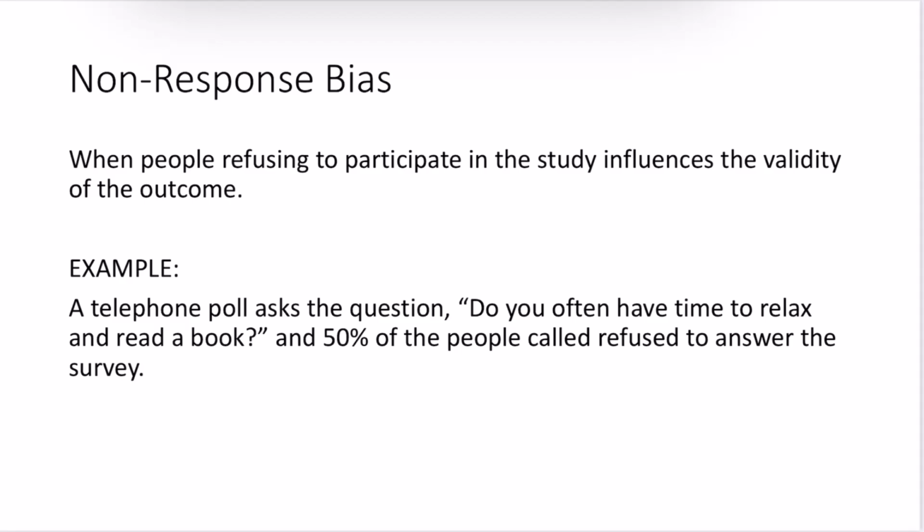An example of this would be if you were doing a telephone poll and you called people and asked them the question, do you often have time to relax and read a book? And if 50% of the people that you called refused to answer the survey, this would be an example of non-response bias, because if half of the people that you're calling won't even answer your survey, then the people who are responding are not going to really represent the entire population as a whole.